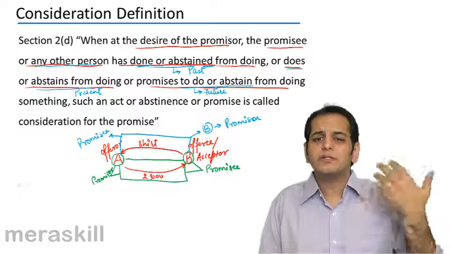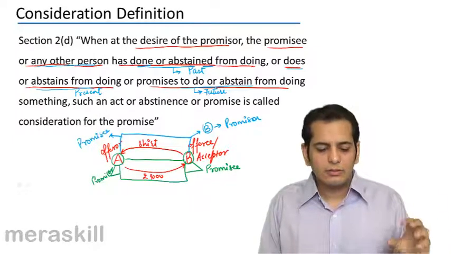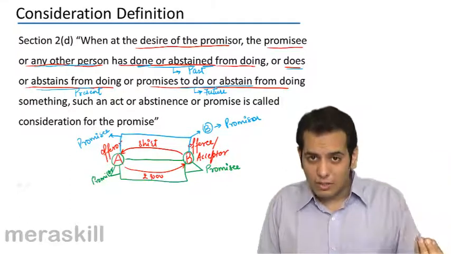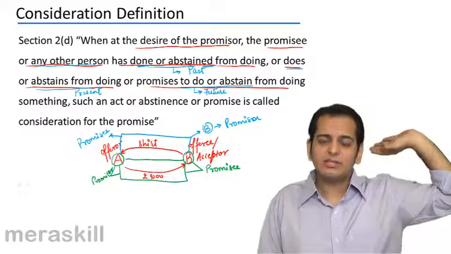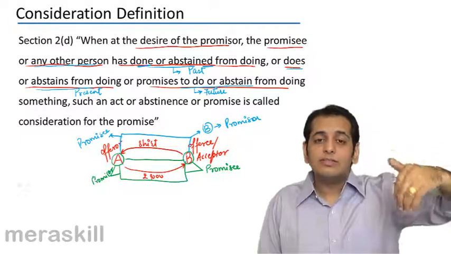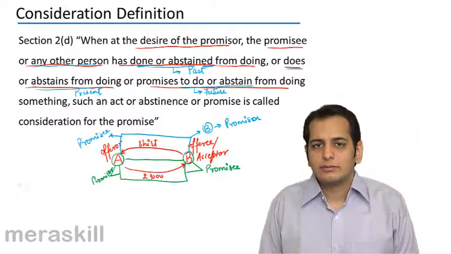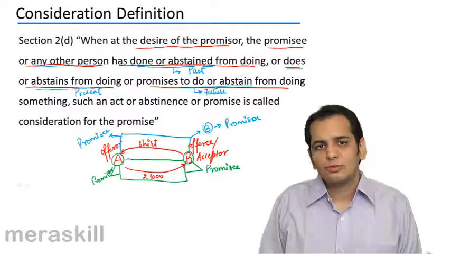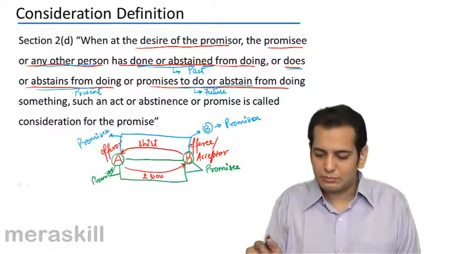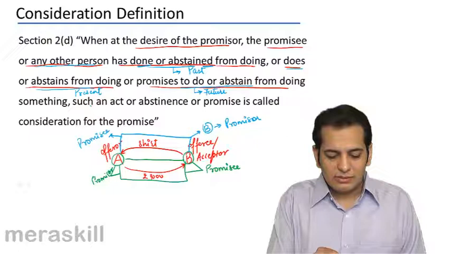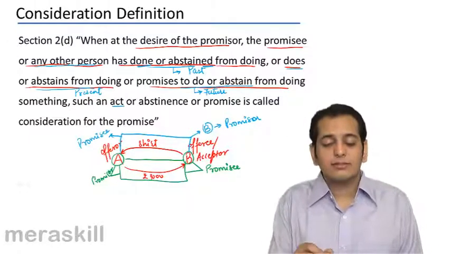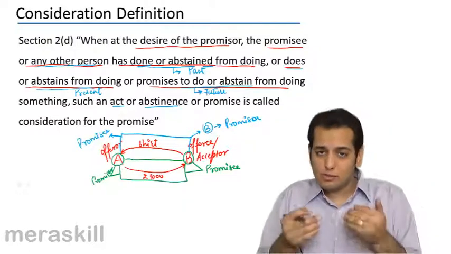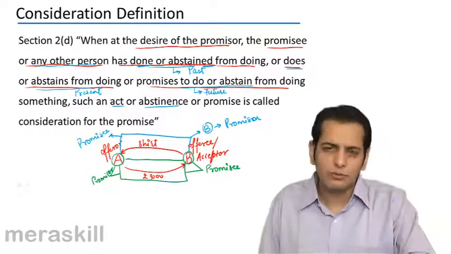So same thing has been repeated. When at the desire of the promiser, the promisee or any other person has done or abstained, that is in the past he has done, or he's doing currently, that is in the present, or he will do it in future. So all the three tenses are covered here. Such an act, what he's doing, or abstinence, what he's stopping himself from doing. Act and abstinence will always go together.